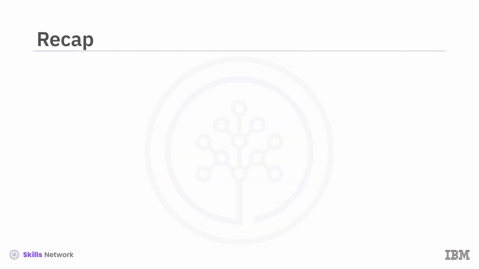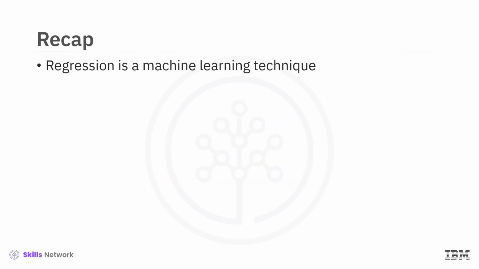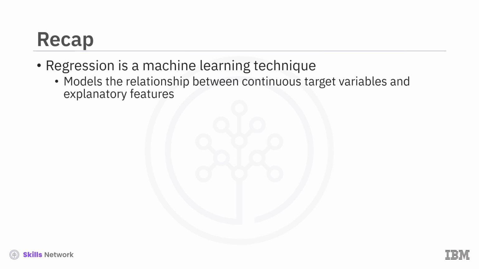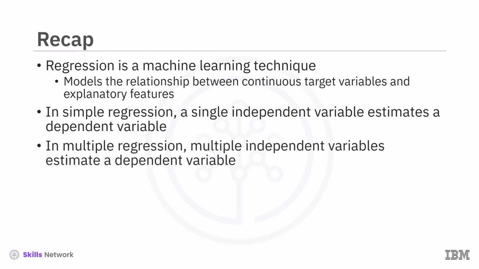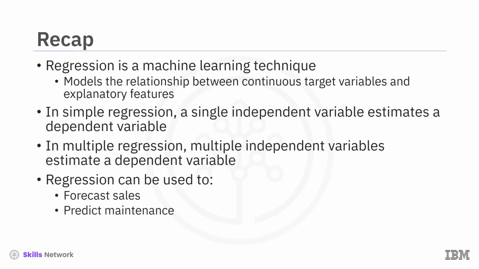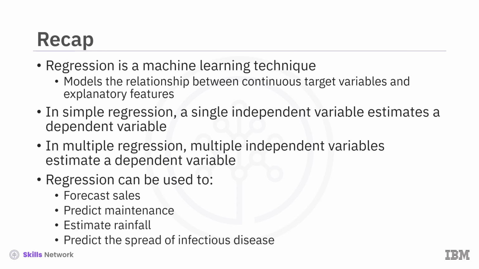In this video, you learned regression is a machine learning technique that models a relationship between a continuous target variable and explanatory features. Simple regression is when a single independent variable estimates a dependent variable. This regression can be linear or nonlinear. When more than one independent variable is present, the process is called multiple regression. There are many applications of regression. You can use it to forecast sales, predict maintenance expenses, estimate rainfall, and spread of infectious disease.